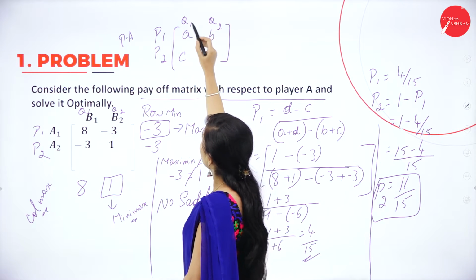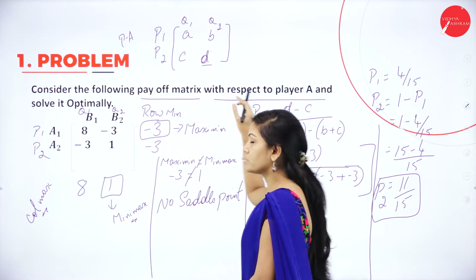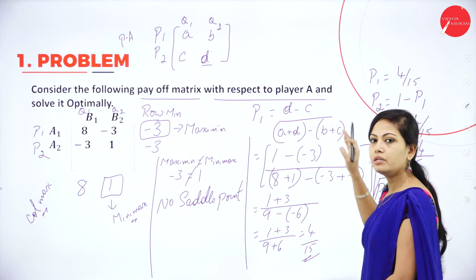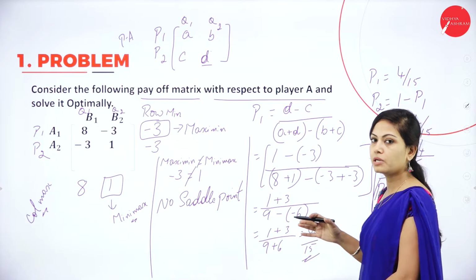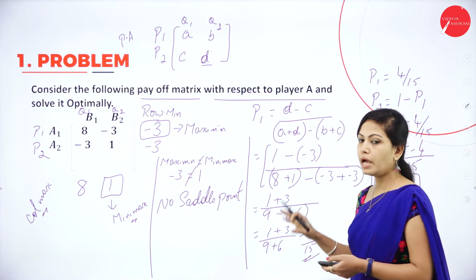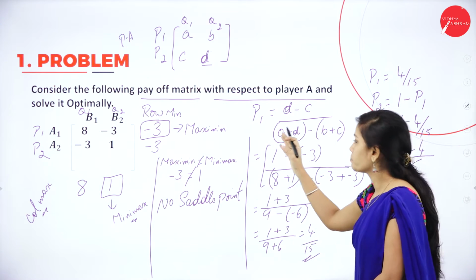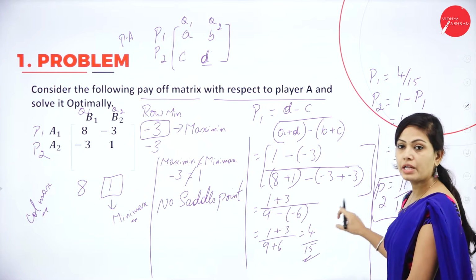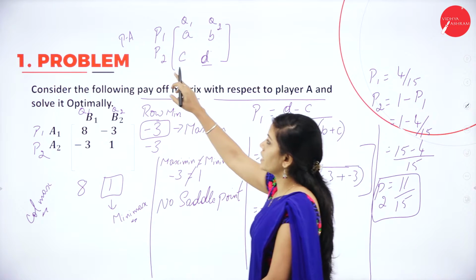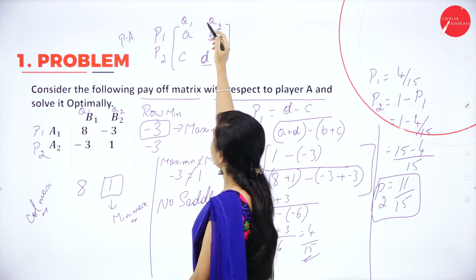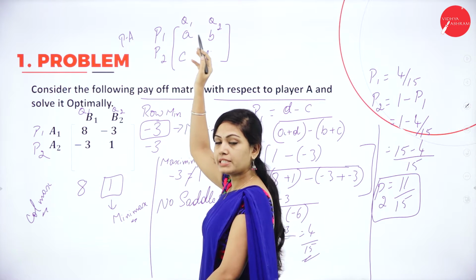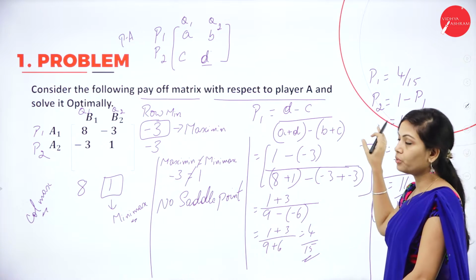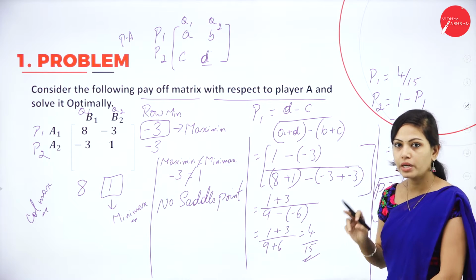Now, I have to find out for player B also. By using this same formula, we can find Q1 and Q2 also. It is a very simple concept. Please use this formula and substitute the values. You will get the P1 value and P2 value. So, now I got the value of P1 and P2, that is the optimal strategy for player A. Now, you can find the optimal strategy for player B also. Next, you have to find out Q1 and Q2.